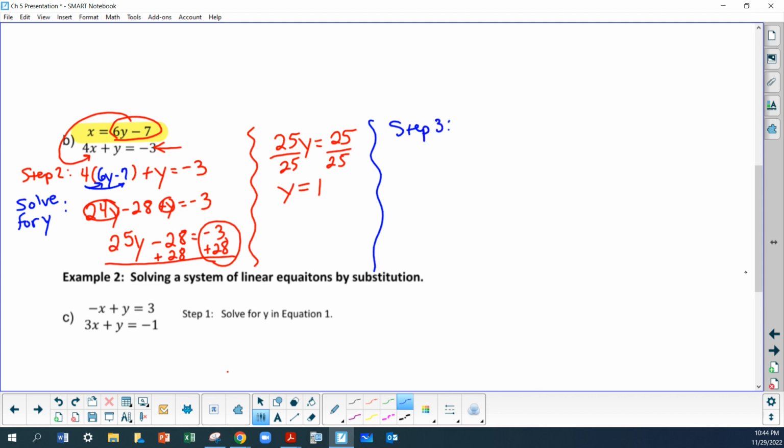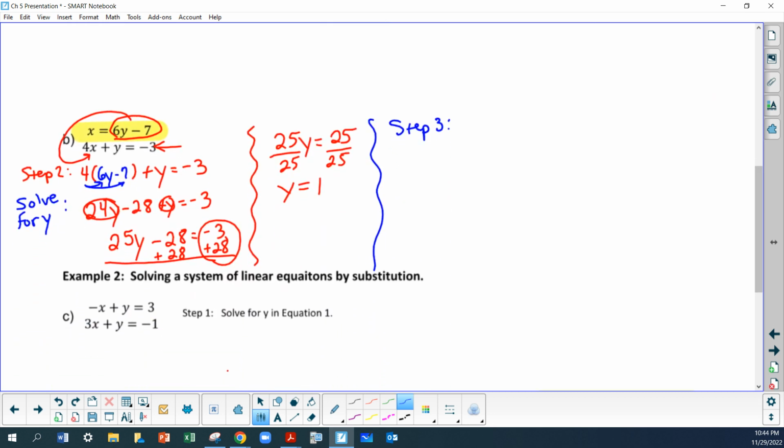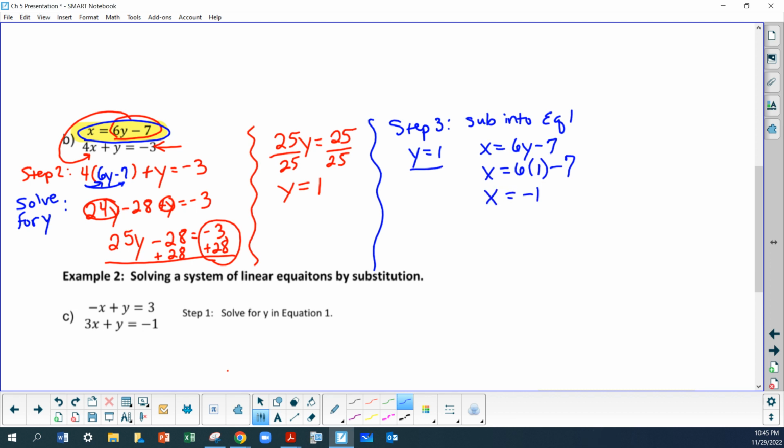If you look at step 3 up above, it says substitute that value back into one of the original equations. Well, I'm really loving equation 1, so I'm going to sub into equation 1. And I'm taking that y, I know y equals 1, and so I can go x equals 6y minus 7. But we know what y is. We solved for it. Y was 1. So we say 6 times 1 minus 7. And x would be 6 minus 7, which is -1.